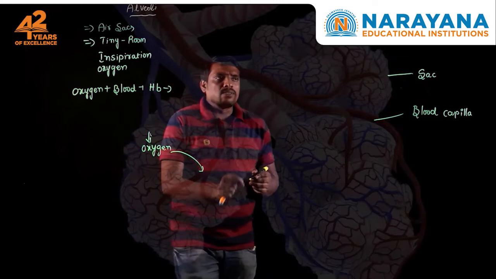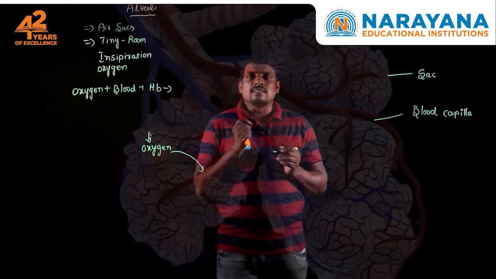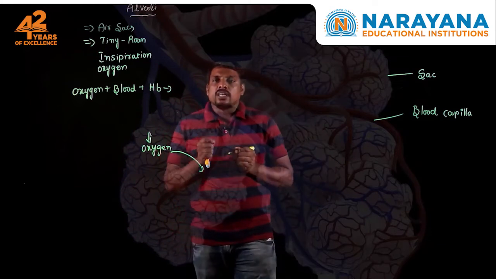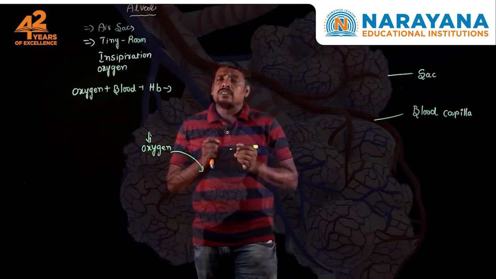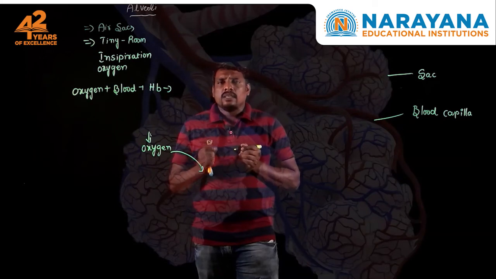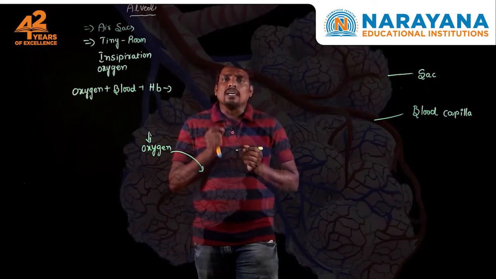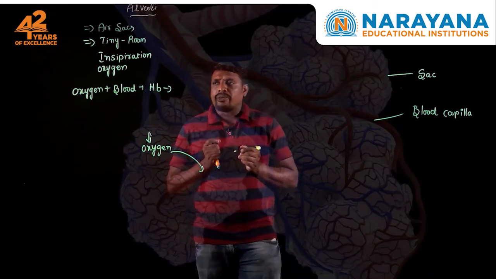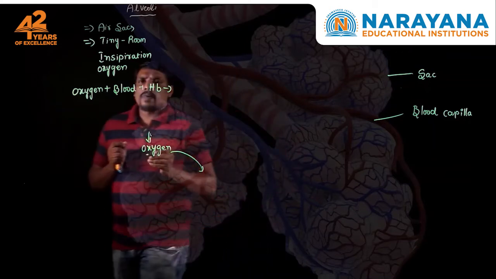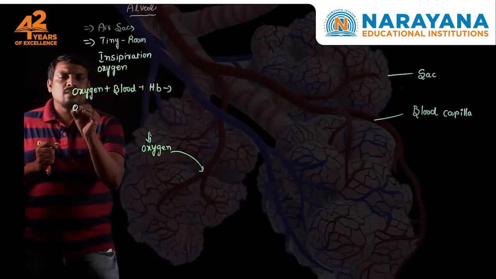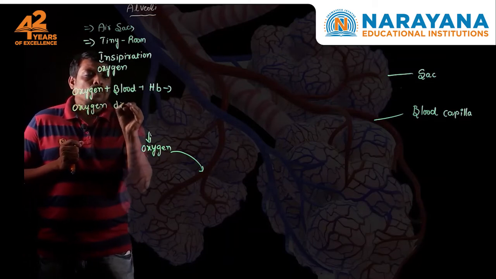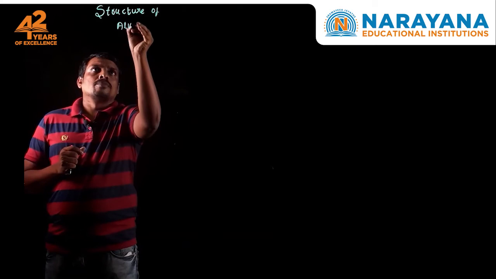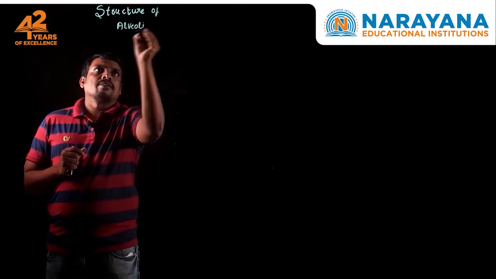Now these alveoli are one cell thick in nature. They are tiny and one cell thick, and they are lined with an epithelial tissue. Now, during inspiration, oxygen diffuses into the blood. What is a typical structure of an alveolus?